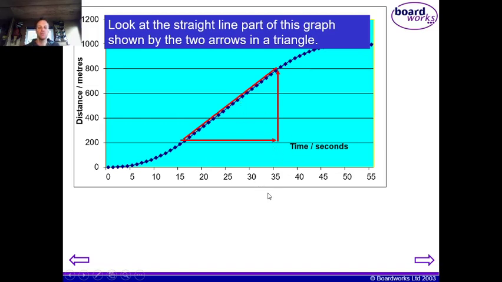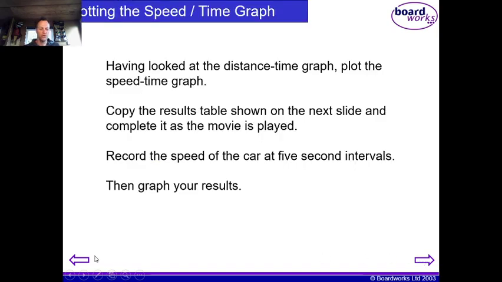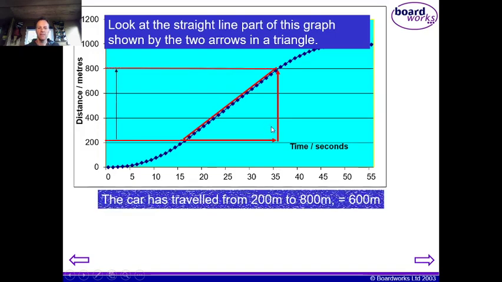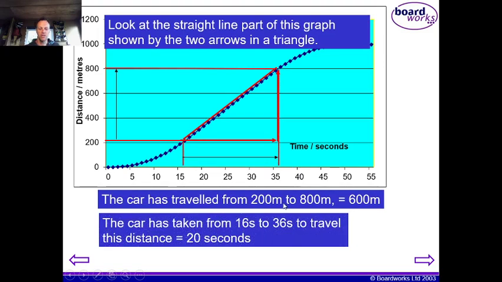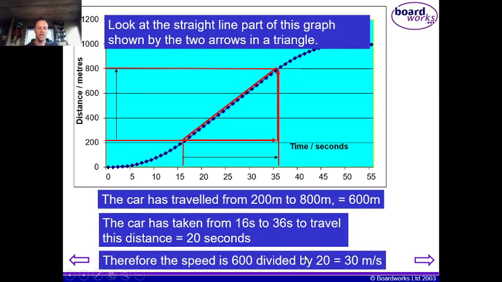What I need to do is work out the change in distance over the change in time. In here you can see the car has traveled from 200 meters up to 800 meters. Therefore, the change in distance is 600 meters. Then the change in time goes from 36 seconds to 16 seconds, and the difference in time is 20 seconds. Hence, you work out the speed by doing distance divided by time: 600 divided by 20 equals 30 meters per second.